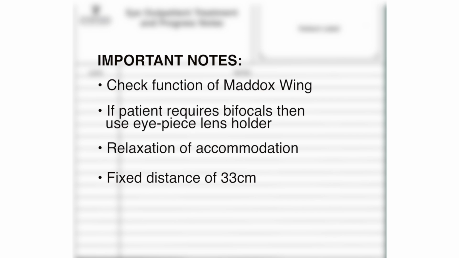Wrong measurements can result due to the relaxation of accommodation. This may give an increase in exophoria and a decrease in esophoria. The Maddox Wing can only be performed at near, which is a fixed distance of 33 centimeters.